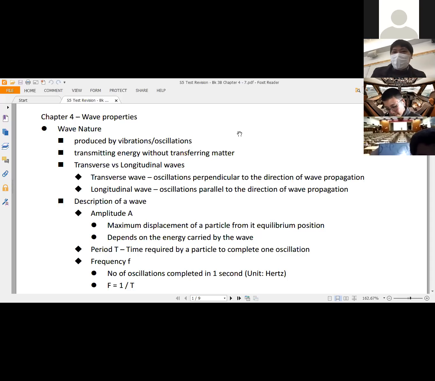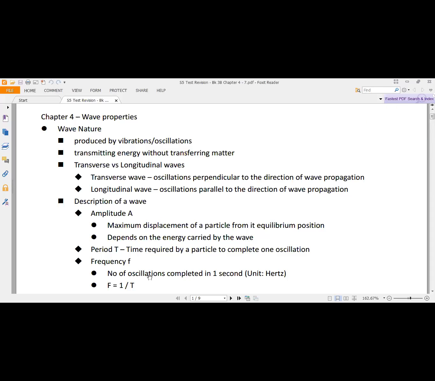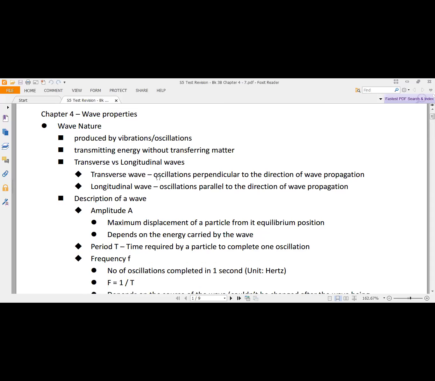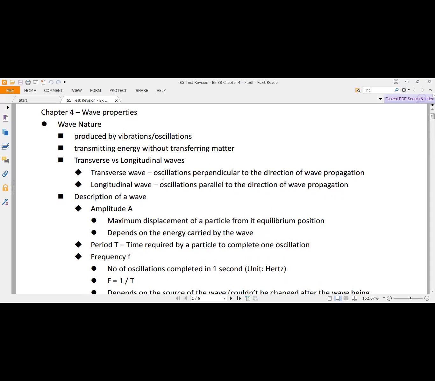So today we spend some time on the revision of the whole book 3B, and especially I will highlight some key core concept or core idea that will be covered in the test. Okay, now so I have prepared these notes for you, and I already uploaded in the Google Classroom. So make sure that you read that carefully.